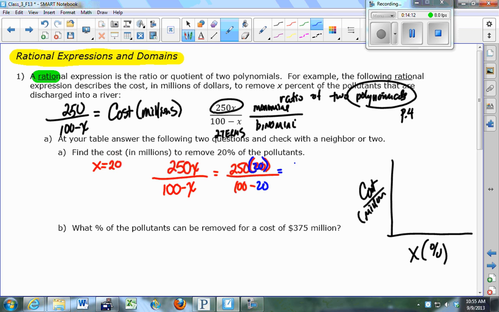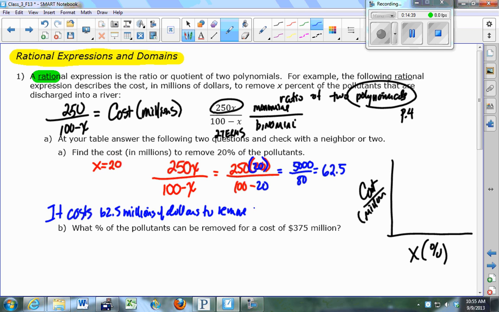Then you simplify. You get 5,000 on top and 80 on bottom. When you divide those two numbers, you get 62.5. So if I ask you to complete this with a sentence, you would say it costs 62.5 millions of dollars to remove 20% of the pollutants, and so on. You finish the sentence. Does that make sense to people?